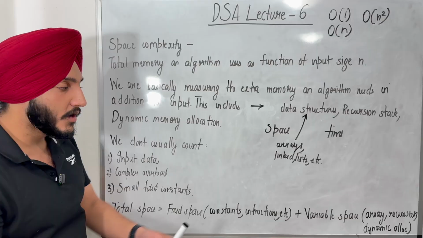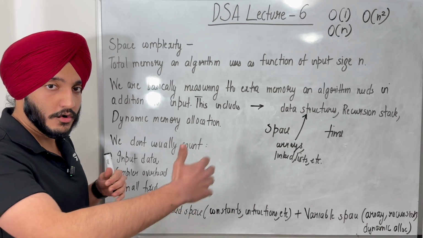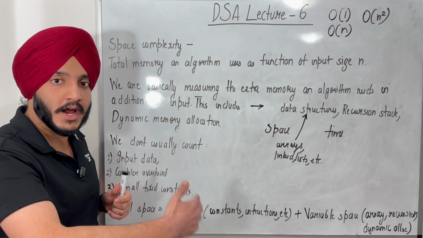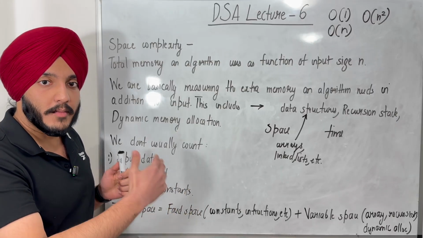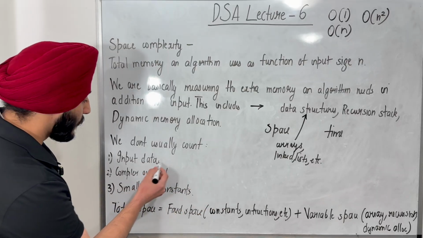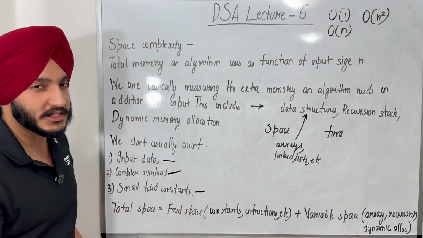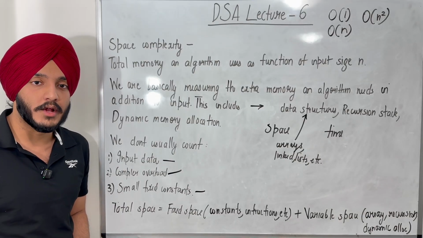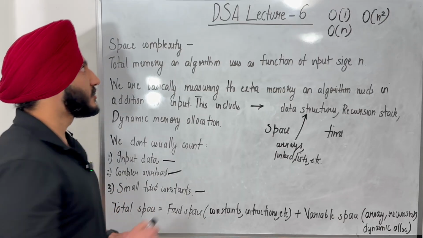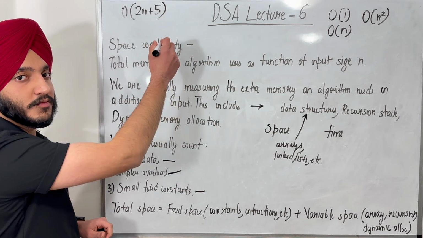We consider two things. Space complexity means how the amount of memory my algorithm needs grows with the input size, and time complexity is how the amount of time, or number of operations, my algorithm performs grows with the input size. We usually don't count the input data, the compiler overhead, and small fixed constants. Just like I said in the last video, we're not trying to find the exact equation for the time or the space complexity, like order of 2n plus 5. This is not what we are trying to do.